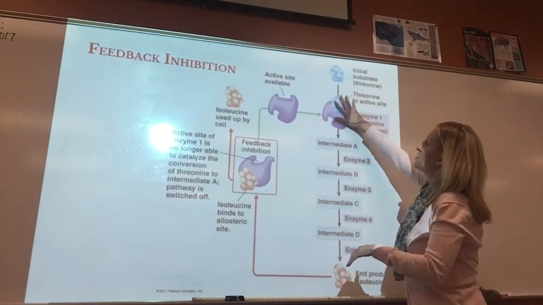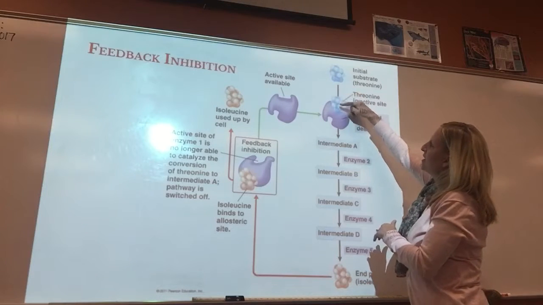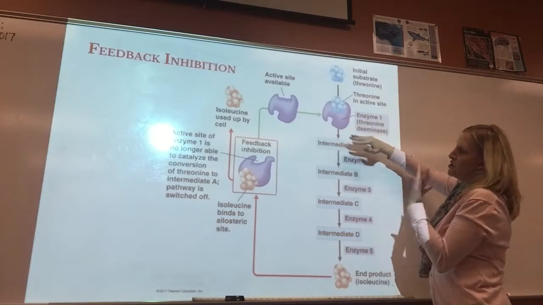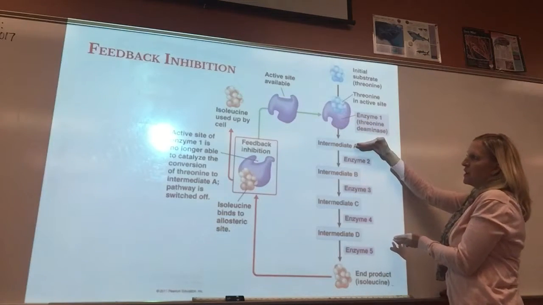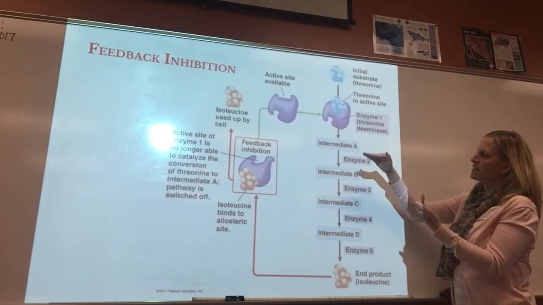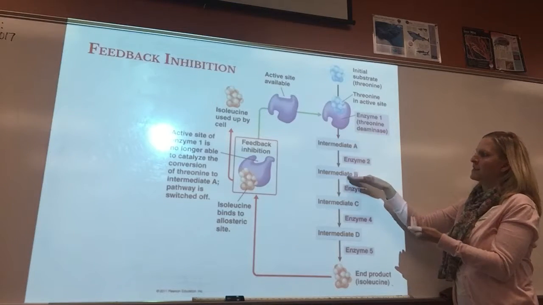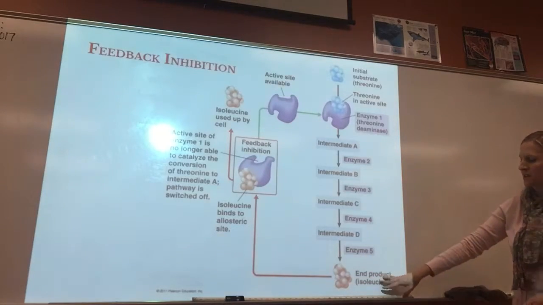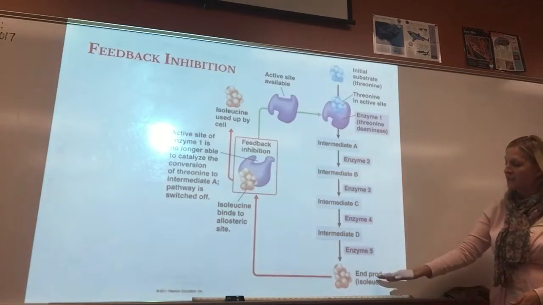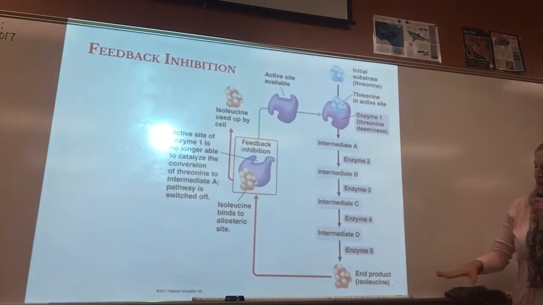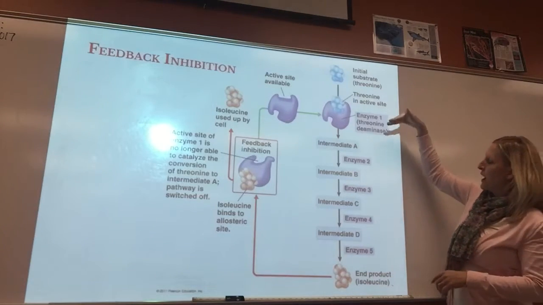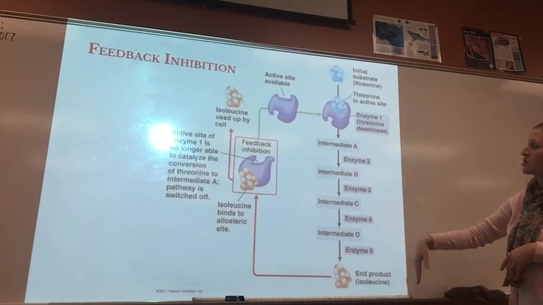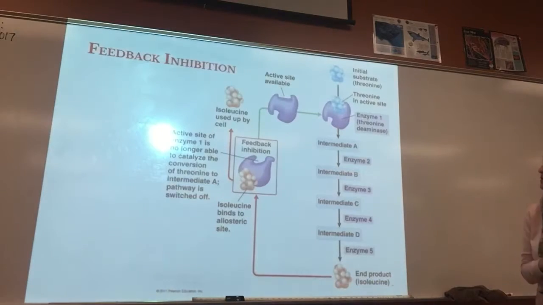So here is your initial reactant, threonine, and an enzyme catalyzes the reaction to convert threonine into some other chemical, they're just calling it intermediate A. Then intermediate A gets converted to intermediate B by a second enzyme, and then a third enzyme, and so on and so forth. And this is the true end product that's going to be used by the cell at the end of this pathway, isoleucine. And so that's your end product. So you have to have 5 enzymes working for this reaction of threonine being converted to isoleucine.